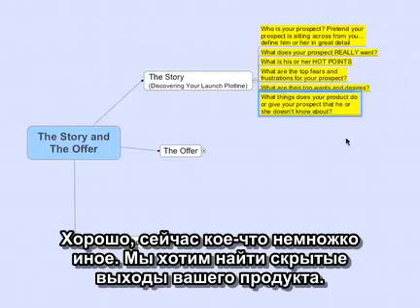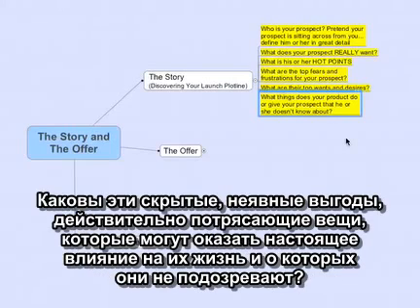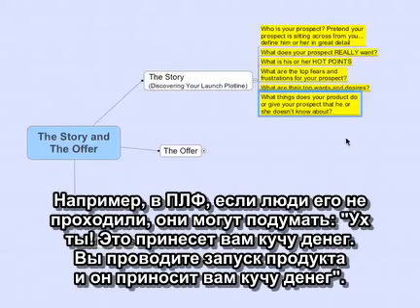Okay, now this is a little bit different, and this is where we're looking to discover the hidden benefits within your product. So what things does your product do or give to your prospect that he or she doesn't know about? What are those hidden underlying benefits, the things that are really cool, that could make a real impact on their lives that they don't even have a clue about? Like, for instance, Product Launch Formula. People who haven't been through this might think, wow, it gives you a lot of money. You do a product launch and it gives you tons of money.